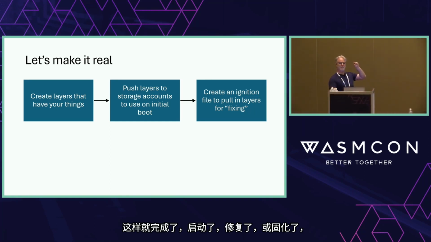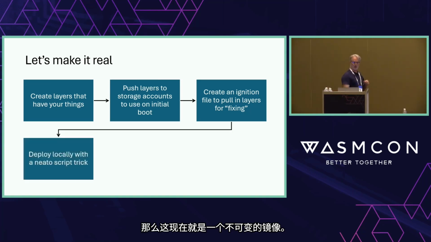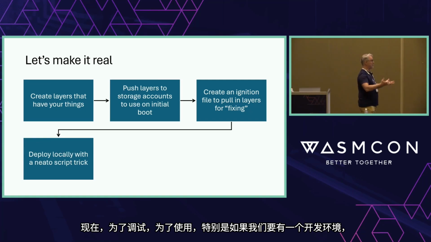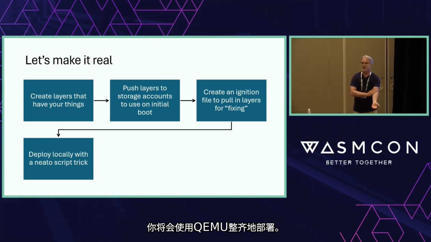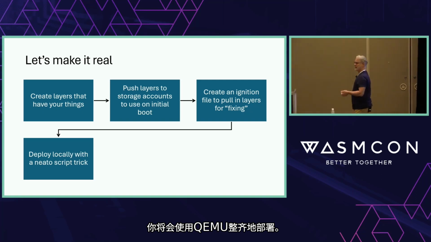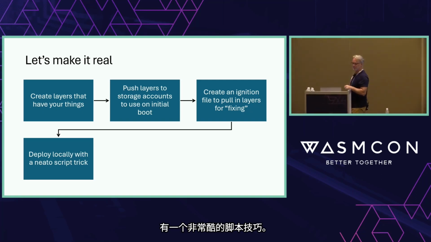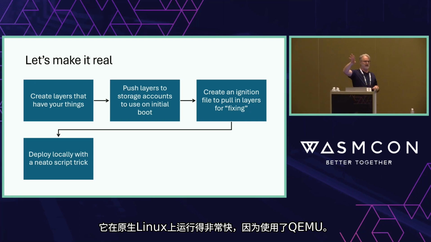When that's done and it boots, it's fixed or baked. Then that is now an immutable image. Now, for debugging, for use, especially if we're going to have a developer environment, you get to deploy neatly with QEMU. There's a really cool script trick.